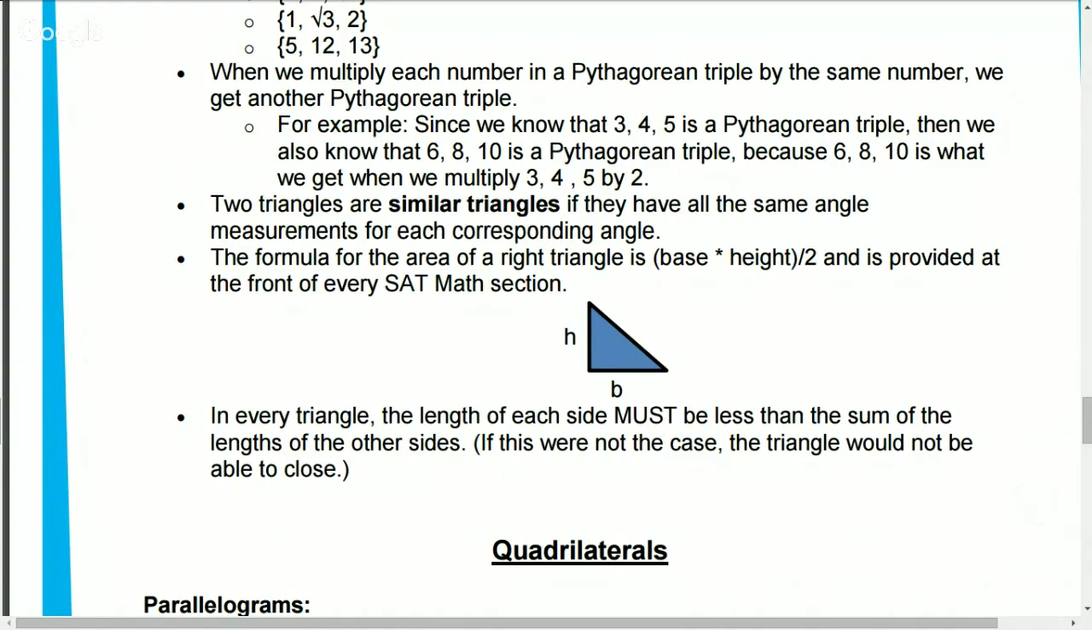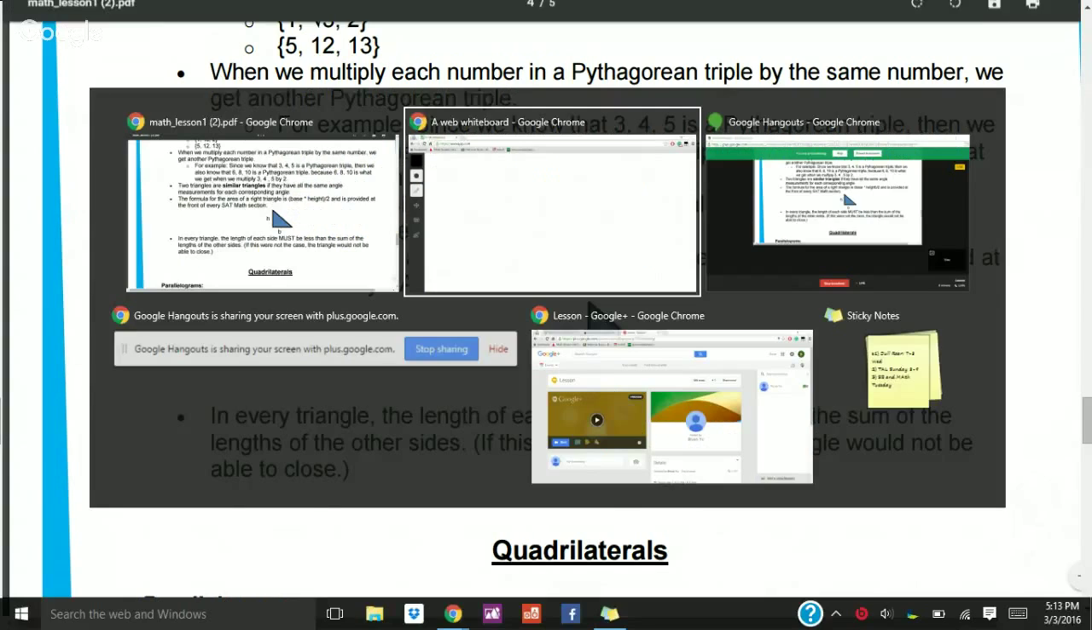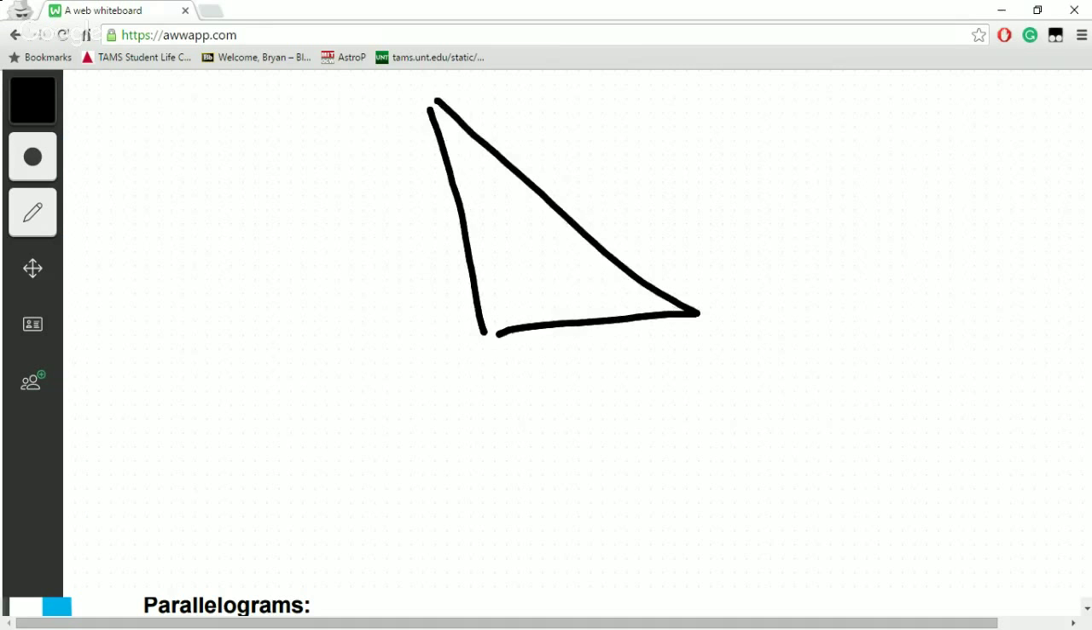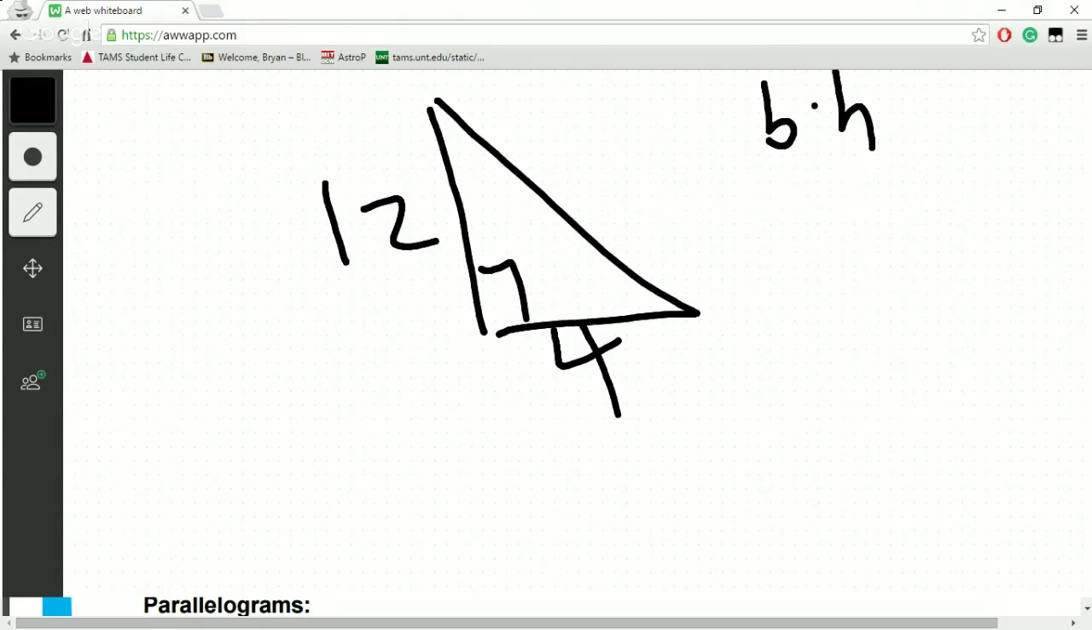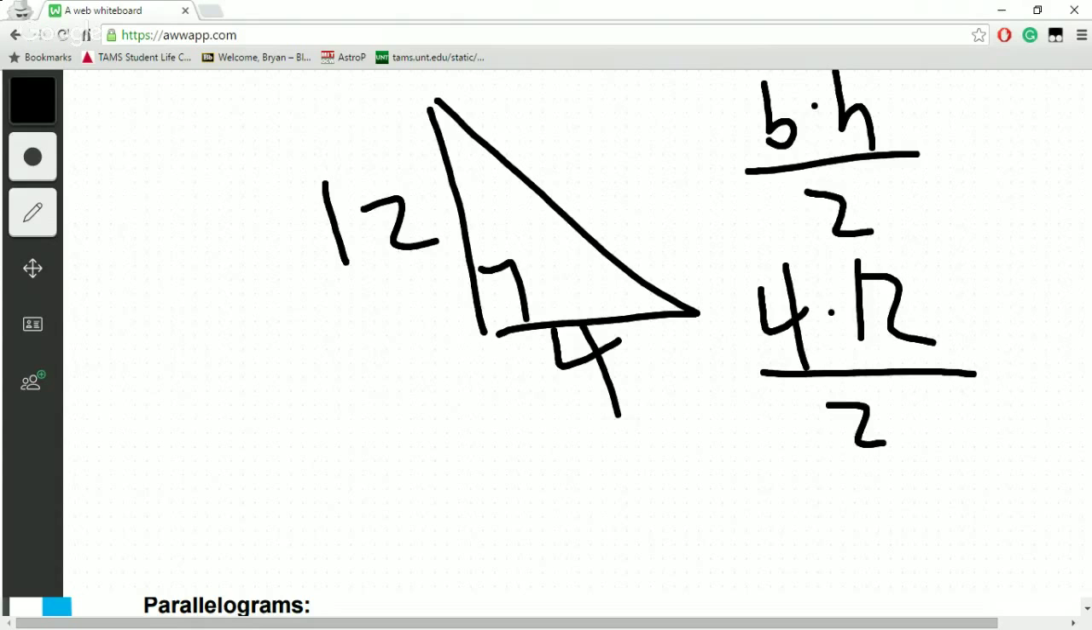Look at the area of a right triangle: base times height divided by 2. Let's create a triangle here. It's our right triangle. We say the base is 4 and the height is 12. Now we're trying to find the area. We know that the area is base times height divided by 2. So the base is 4, the height is 12, we divide by 2, and we get 24. This is the same formula for all triangles. The area of a triangle is always the base times the height divided by 2.